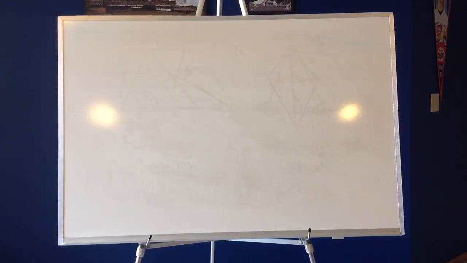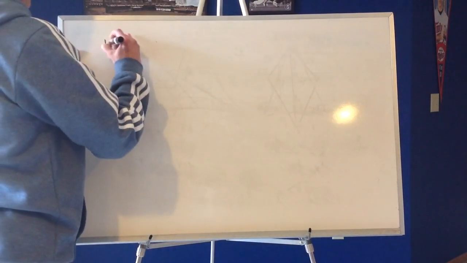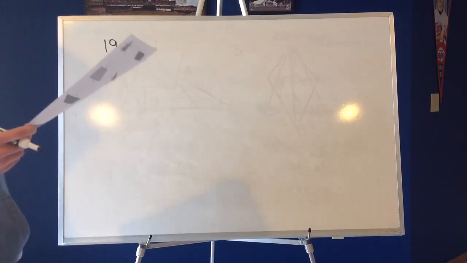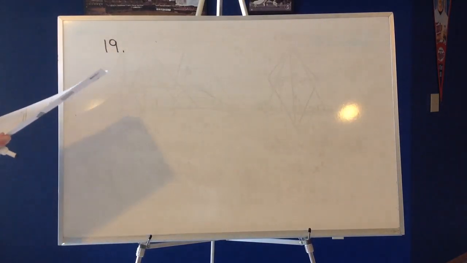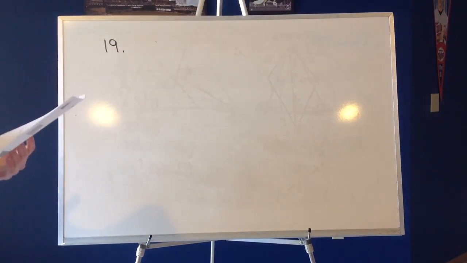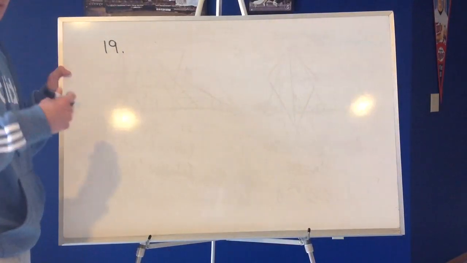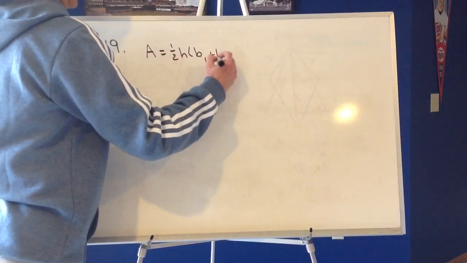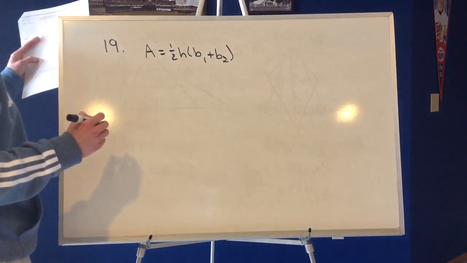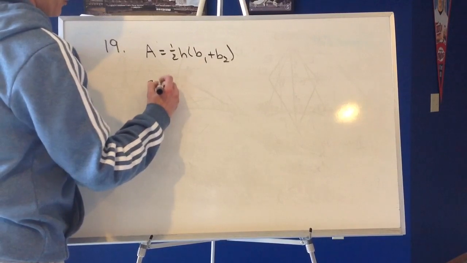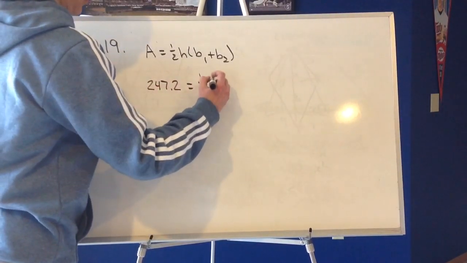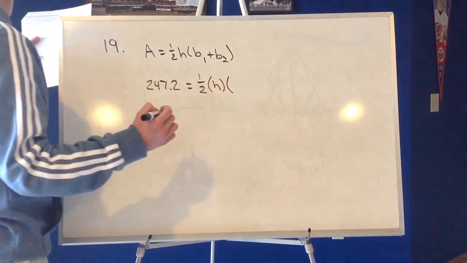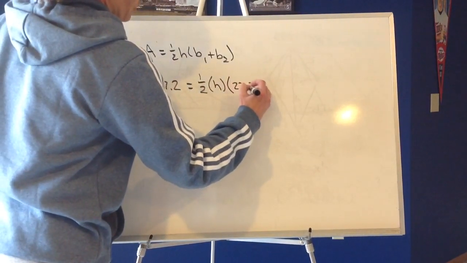Next two we have 19 and 20. So for 19, it says a trapezoid has base lengths of 27.3 and 34.5 and an area of 247.2. What's the height of the trapezoid? Okay, this is just one of them where we're just going to work backwards. Okay, the formula is area is 1/2 height, base 1 plus base 2. So we're going to plug in our information. Our area is 247.2. You'll get 1/2 your height, which is what we're looking for, so we'll leave that as h, and then base 1 plus base 2.